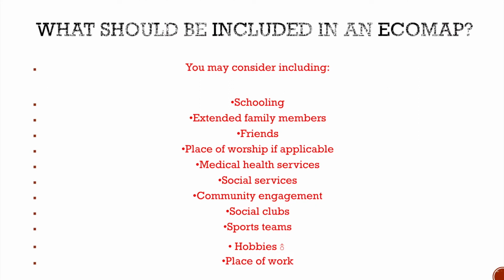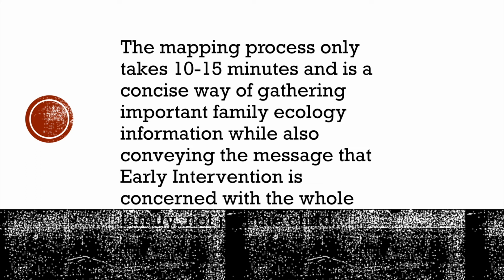When thinking about what should be included inside of the eco map, you can consider these things: schooling, extended family members, friends, place of worship if applicable, medical health services, social services, community engagement, social clubs, sports teams, hobbies, and place of work. The mapping process only takes somewhere around 10 to 15 minutes and is a concise way of gathering important family ecology information while also conveying the message that early intervention is concerned with the whole.